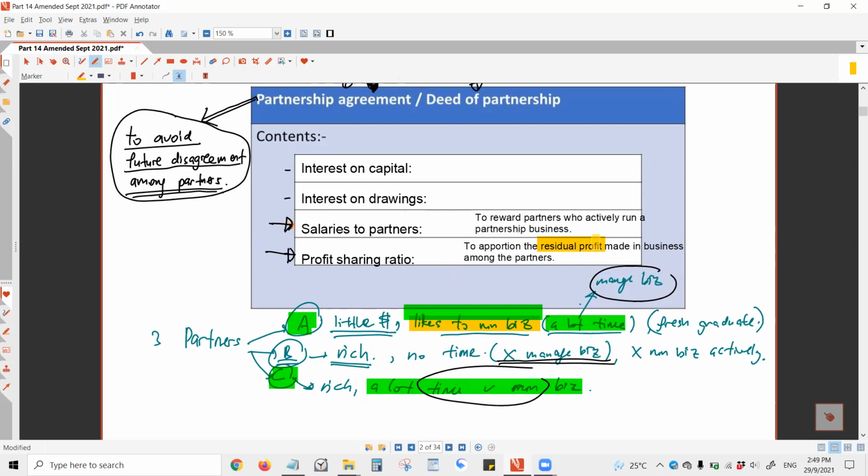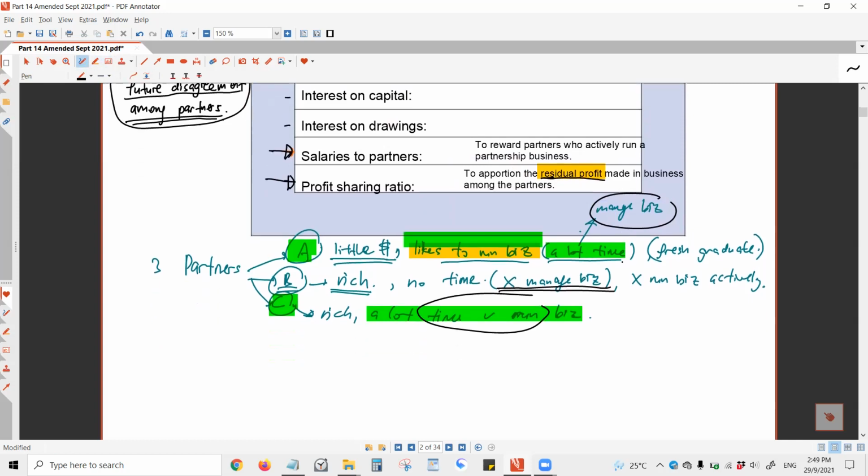Imagine if all of us are the partners. Later, I will show you how to get to residual profit. Why I don't call this profit? Now, the other two contents, interest on capital and interest on drawing. Let me explain interest on capital first. Sorry, interest on drawing. I explain interest on drawing first.